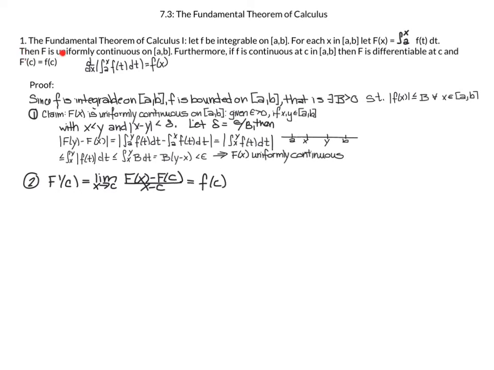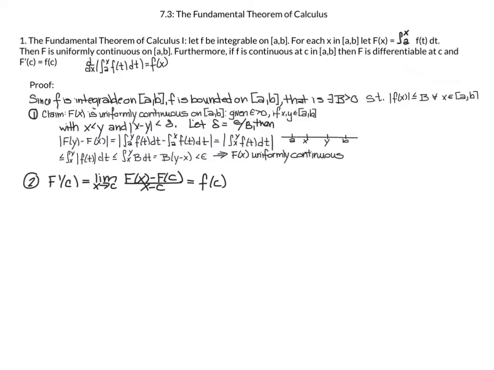Now we are ready to prove the second part, which is that F prime of c is equal to little f of c. This middle part here is just the definition of the derivative of F at c, and that definition is the limit as x approaches c of F of x minus F of c all over x minus c. If you recall, this is the limit as x approaches c of the slope. So this is the rise, the difference in the y values, over the run, the difference in the x values.